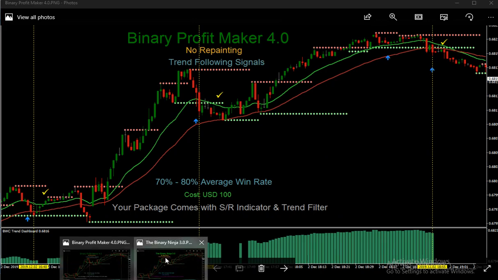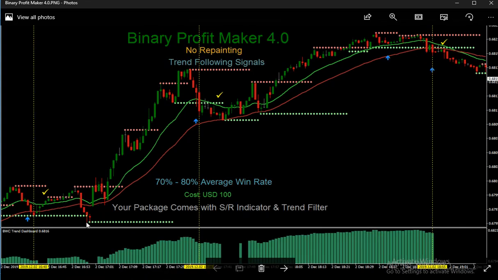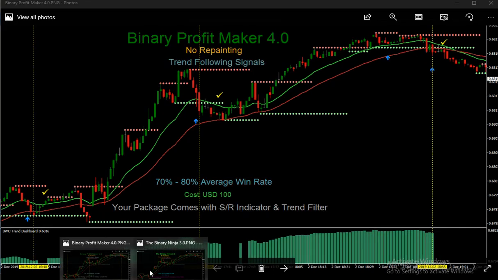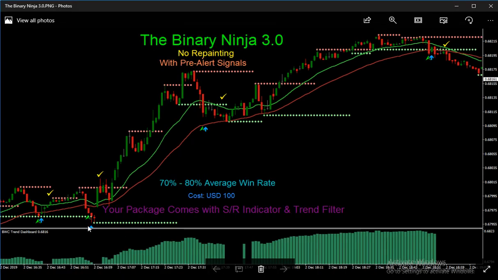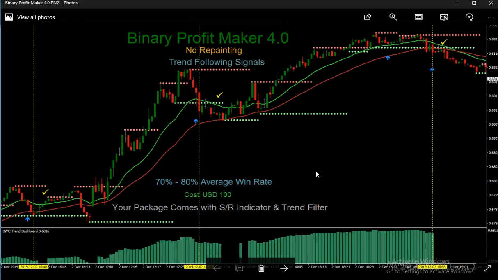Look at where the arrows are located. It's different. Actually, yeah, it's very different. Not exactly. There's no arrow here for binary profit maker, but there's an arrow here for binary ninja. Binary ninja has an arrow. For binary profit maker, there is no arrow, for example.